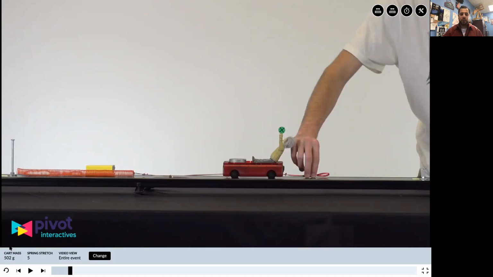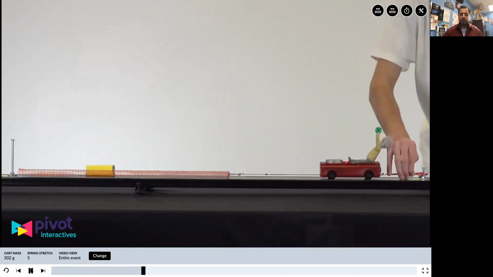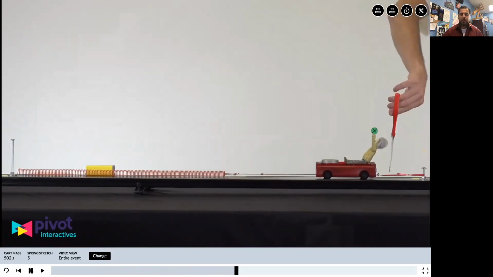As you see in the corner, the cart mass is given as 502 grams, and you can see how far the spring is stretched before it is then cut and released.